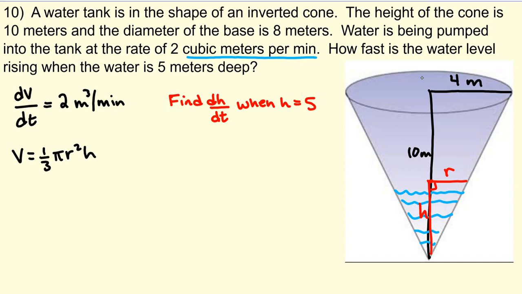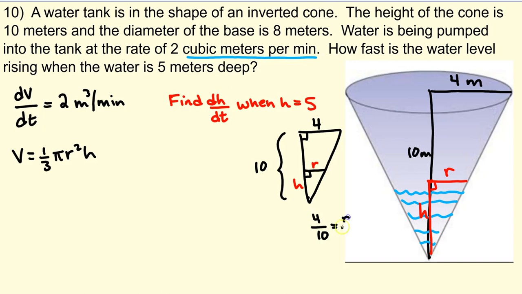So looking at the figure, I'm going to take a bit of it out. We have 4 and 10 as the ratio of radius to height, and we have a similar triangle with r and h as the ratio of radius to height. So because these triangles are similar, we can write a proportion. 4/10 equals r over h.